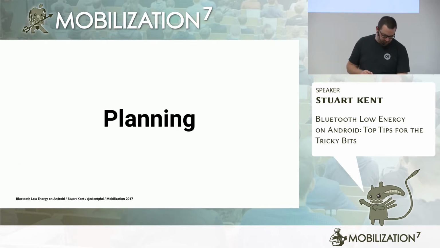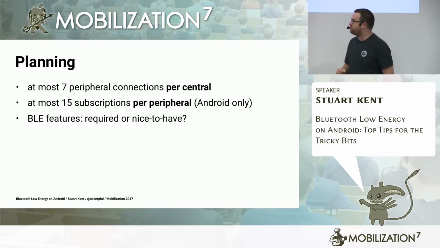So what goes into the planning phase? You would think this might be pretty straightforward, but this is one of the things that took us the longest to figure out when we were building this application. When you have a central, you can have at most 7 peripherals connected. That's something to bear in mind when you're designing an application. If you think you're going to need hundreds of these things connected to a central, that could be a problem.